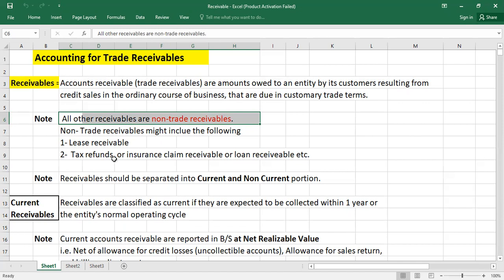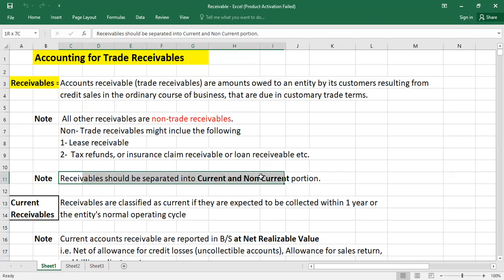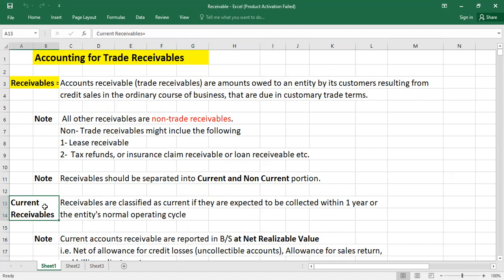You should remember one important note: receivables should be separated into current and non-current portions. Now we need to understand which receivables are current and which are non-current. Receivables are classified as current if they are expected to be collected within 1 year or the entity's normal operating cycle, whichever is longer.